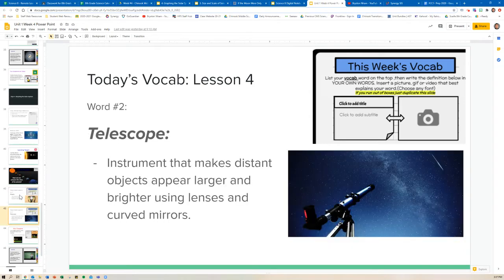Okay. And then second is telescope. We've all seen telescopes, but what telescopes are is they're instruments that make distant objects appear larger and brighter using lenses and curved mirrors. Okay. The planets that we see in space, they're really far away, but they look huge in a telescope. It's because of the way that a telescope uses curved mirrors and lenses to give us a clear image.